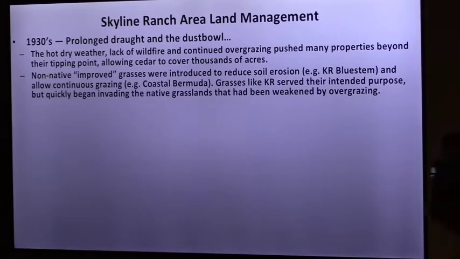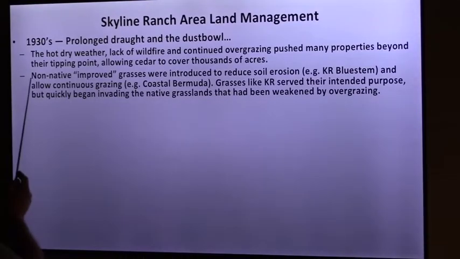Okay, so what happened? In the 1930s, we had the Dust Bowl. Prolonged drought, dry weather, lack of fire, continued overgrazing. They pushed many of the properties past the tipping point, and because people couldn't afford to get rid of the cedar, basically. And non-native improved grasses were introduced at that time to hold down erosion. They quickly jumped out of their intended purpose and started infiltrating the grasslands. And so we had kind of an overall problem.